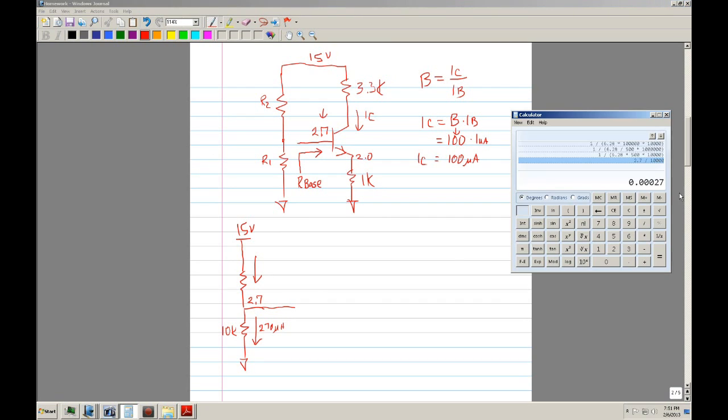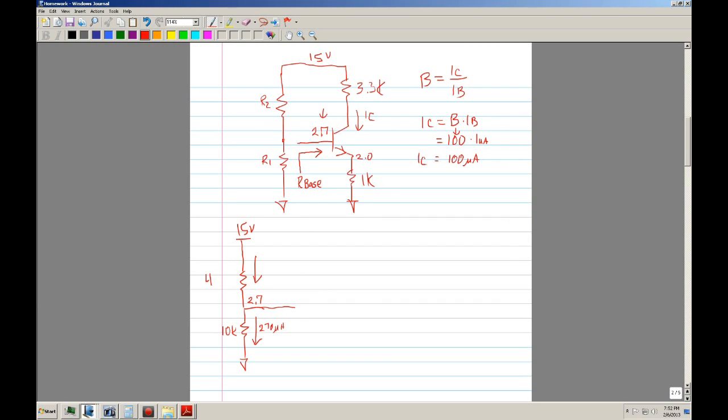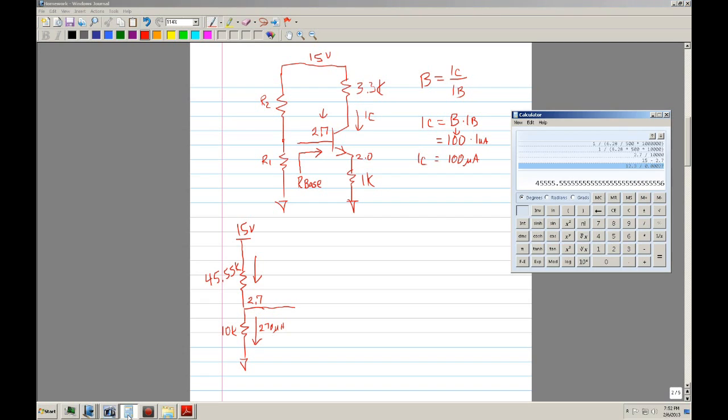So this is what I want to, hopefully you can see this. So 15 minus 2.7 divided by 0.00027. So that means to do a divider network, this would be 45.55K. Let's see if I got this right. Yeah.